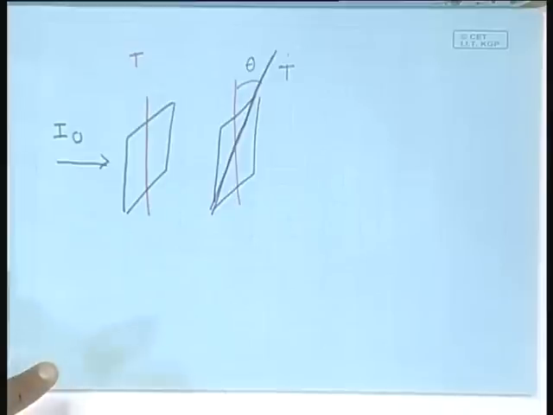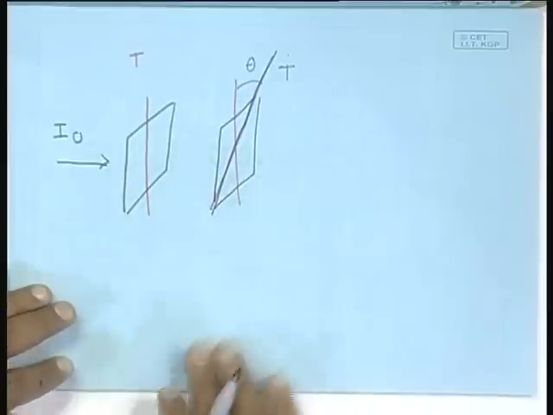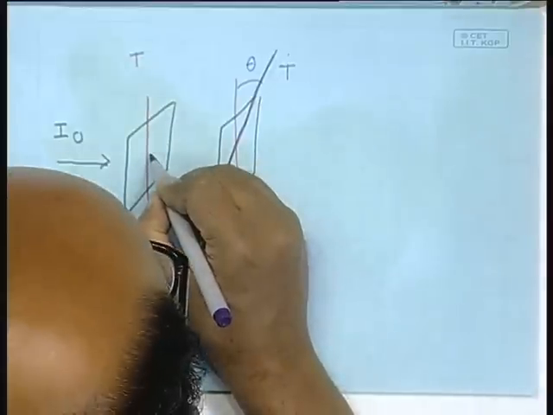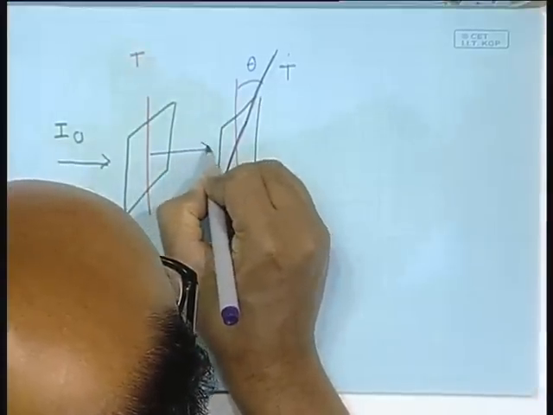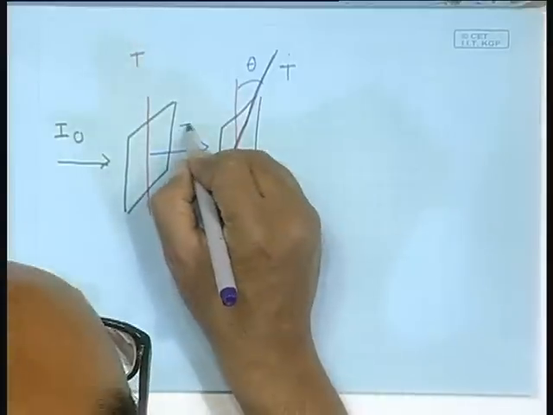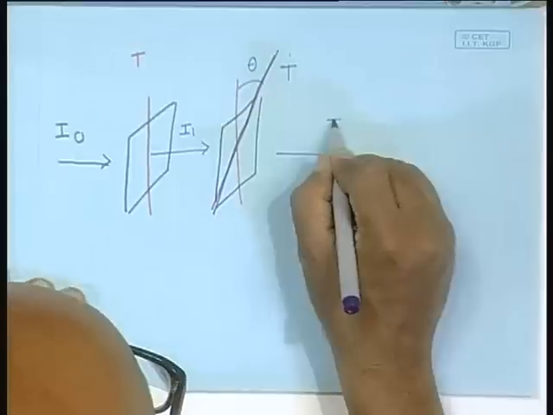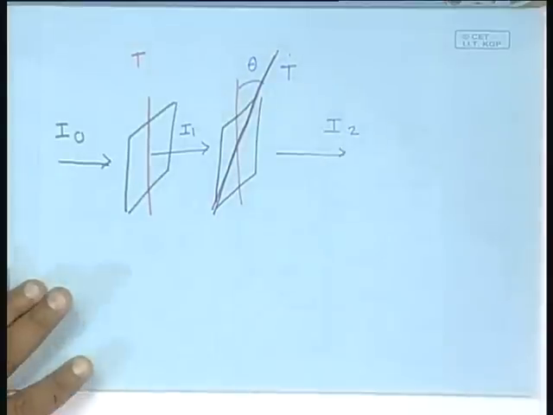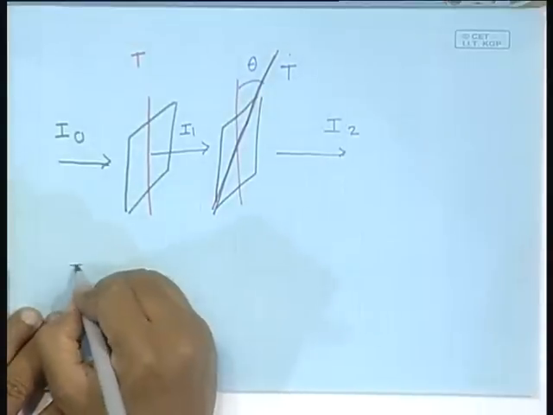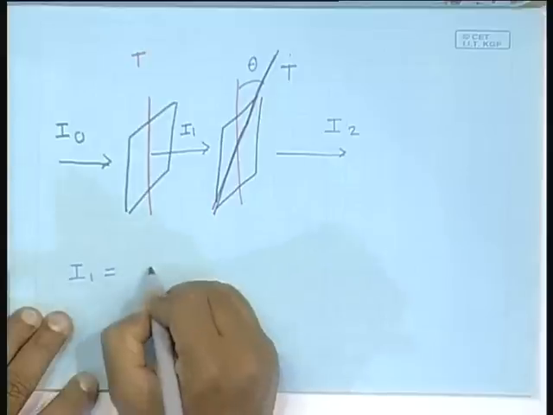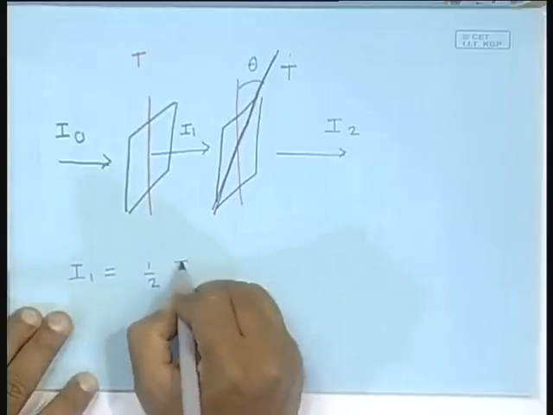So, the question is what happens to the light that comes out after the analyzer. The intensity of the light that comes out of the first polarizer is I1, and the intensity of the light that comes out of the analyzer we are going to call I2. We have already seen that I1 is going to be half I naught.